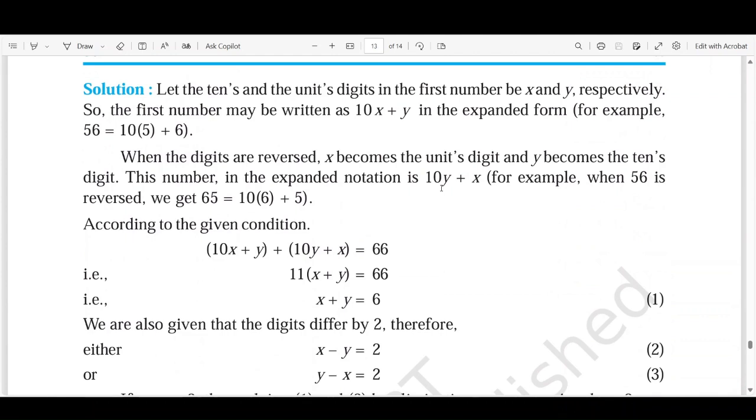So we have a 2-digit number. So we will have one digit in the units place and the other digit in the tens place. So we will consider the 2 digits to be x and y. Fine. So if you multiply x by 10 and if you add with y, you will get the expanded form of that number. For example, here they have mentioned 56. 56 can be obtained by multiplying the x value, that is 5 by 10, and if you add with 6, you will get that number 56. Clear? Fine. Now let us take that number to be 10x plus y.